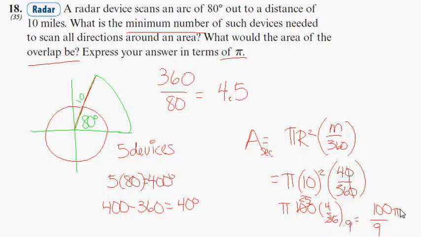Well, that was easy, right? And what's the units? Miles squared. So there's 100π/9 miles squared of overlap.